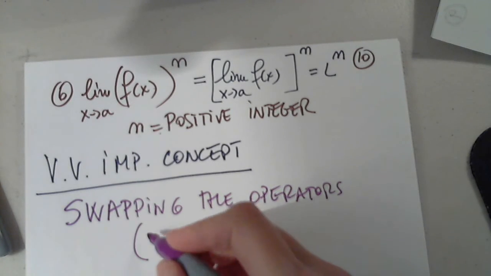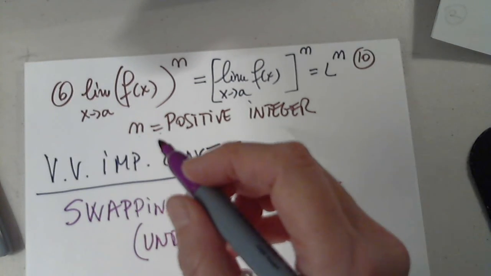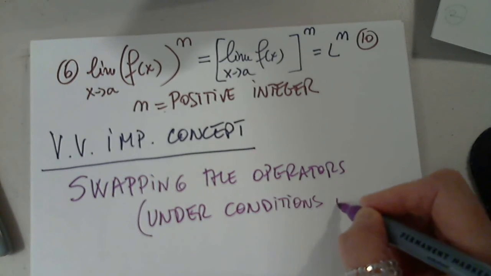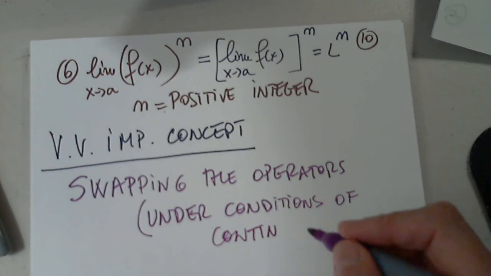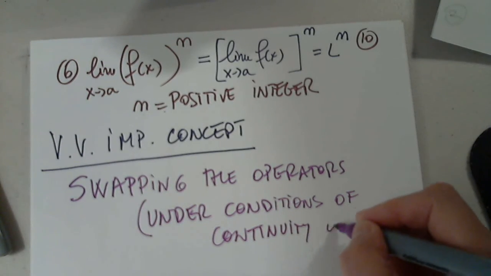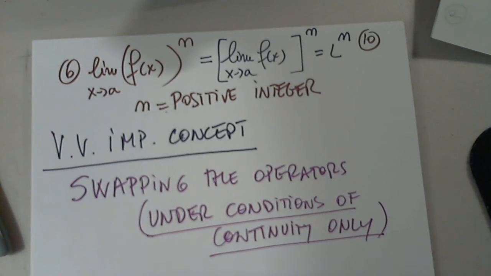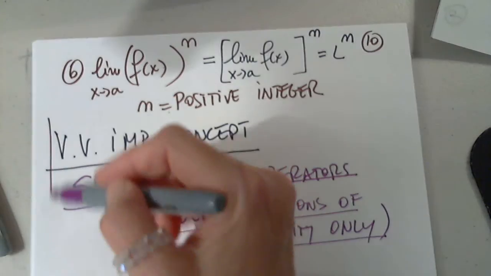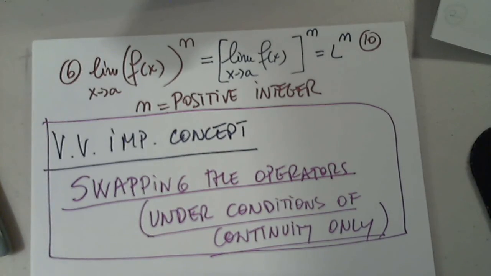And this is possible only, I'm just going to mention that there is a theorem that we can discuss later, under conditions, not always. That's not always possible. Under conditions of continuity. We don't know that yet. We haven't talked about it. Only under conditions of continuity can we swap the operators. Very important concept. We're going to use it a lot later.